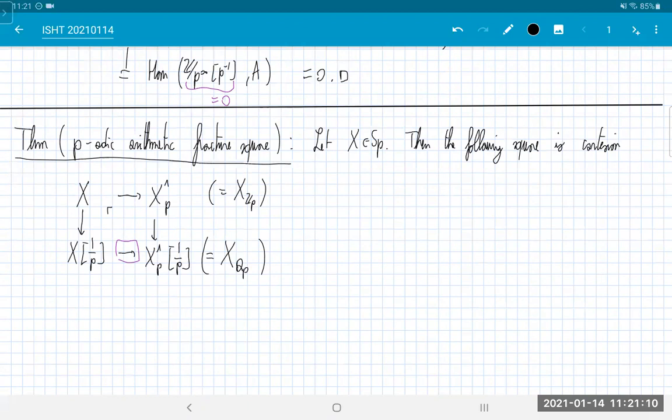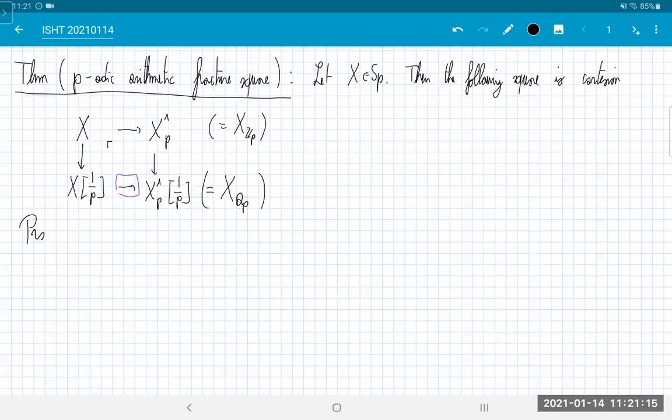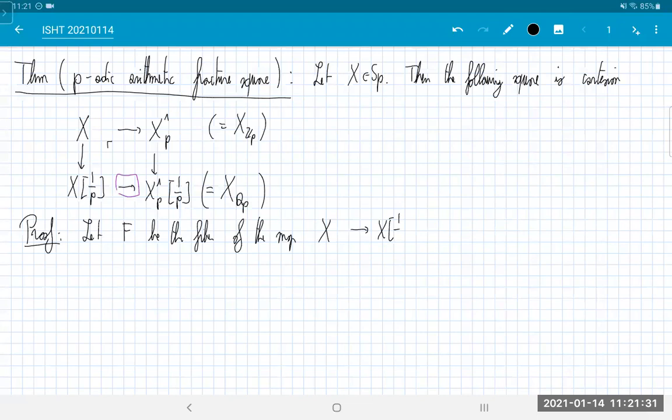Okay. So proof, and the proof is going to surprise you. So let F be the fiber of the map from X to this pullback. It's what's called the total fiber of the square, the fiber of the map from the top left corner to the pullback of the rest. And we want to prove that F is zero.